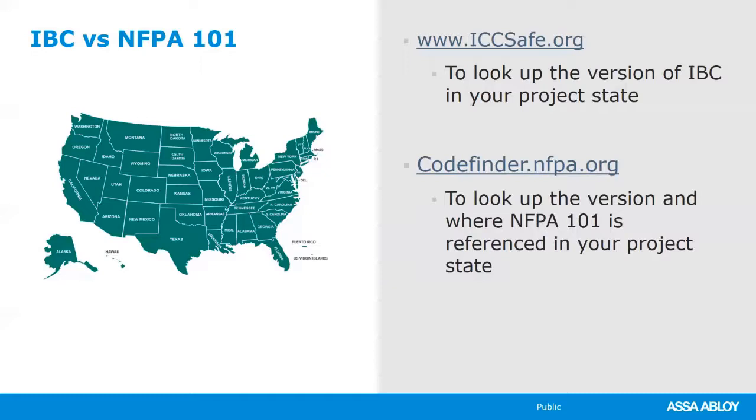There are some states like California that model their code after the IBC. They take the IBC, they modify it, and then they reprint it as the California Building Code. Some cities will use their own building code based on the IBC, but modified. You may have a city and a state code that you have to follow.